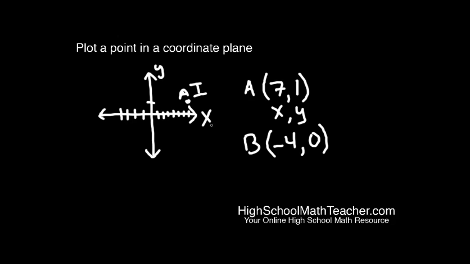And now this time, since the y value is 0, we're not going to go up, we're not going to go down. We're going to be right on the x-axis. And our mark will be right here at -4, 0. We would label that point B.